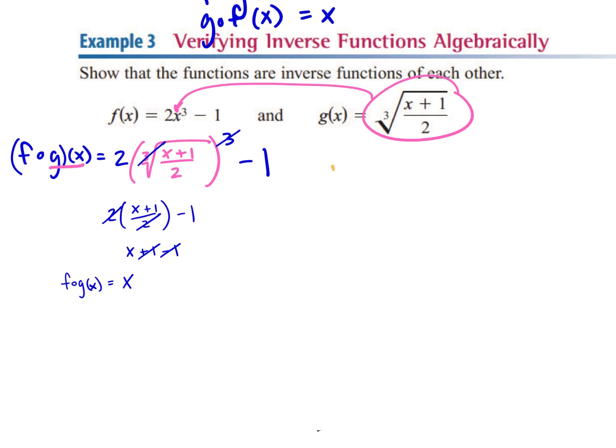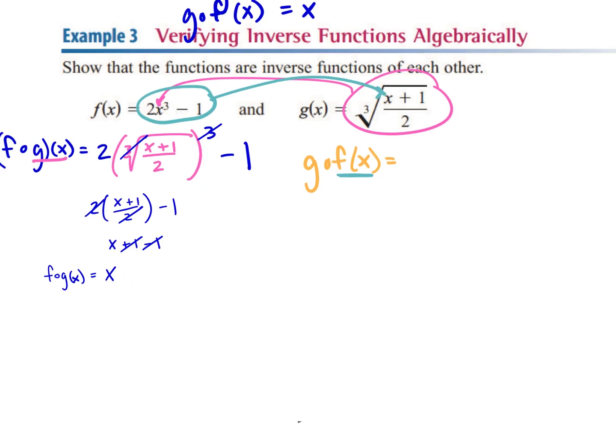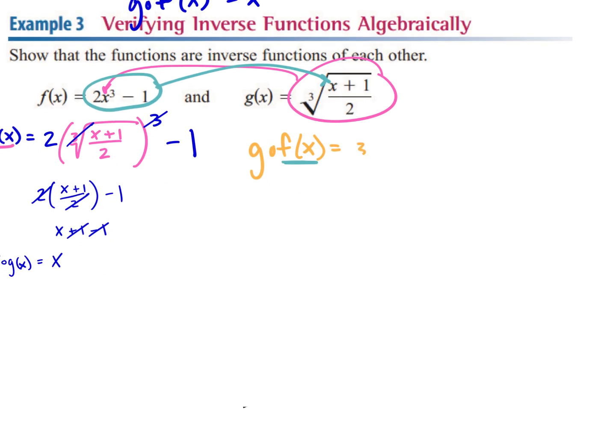Next, we have to show that g of f of x also equals x. So what's going to go on the inside here? F is going to go on the inside. So I'm going to take my function for f, plug it into the x in my g function. So we have the cubed root of 2x cubed minus 1 plus 1 over 2.